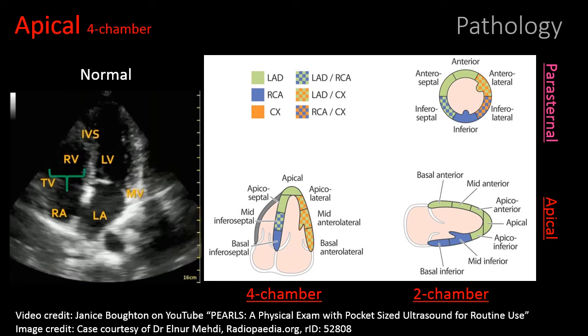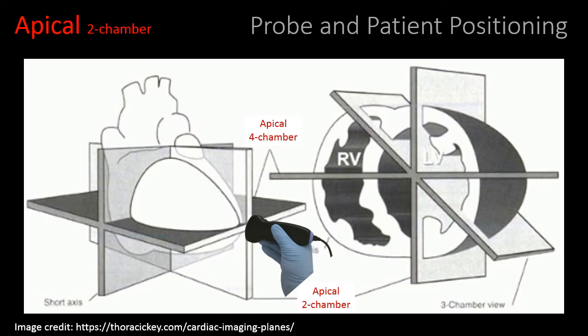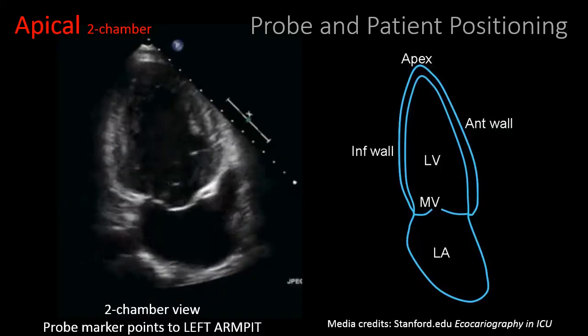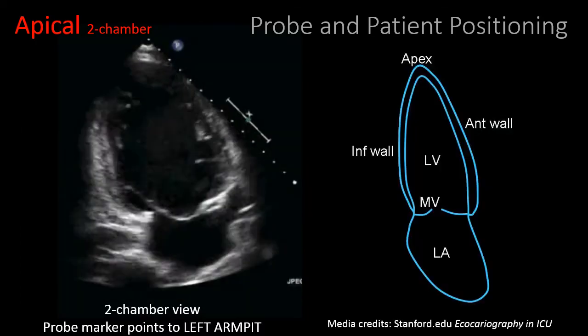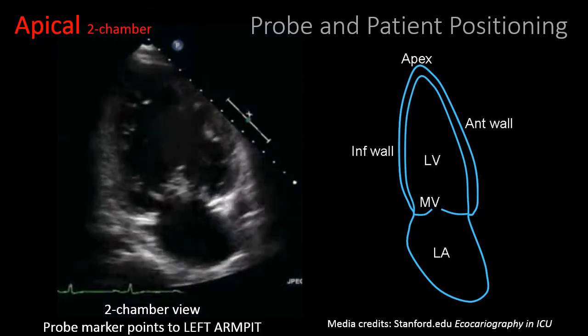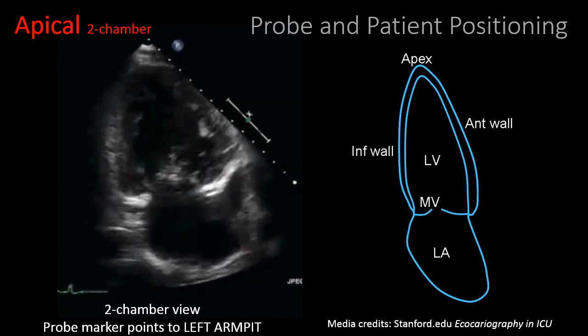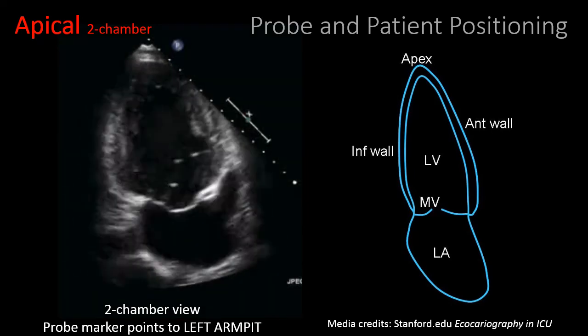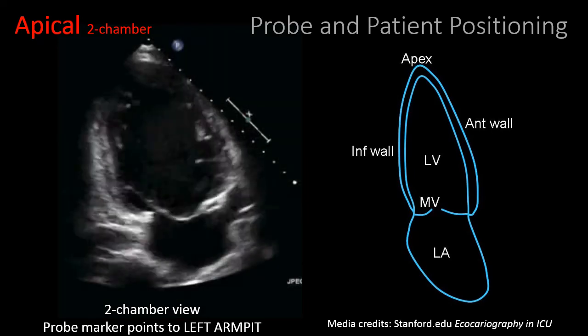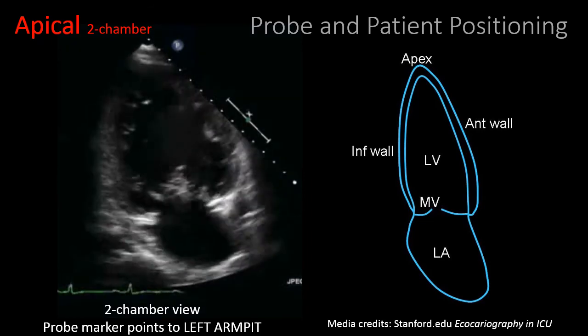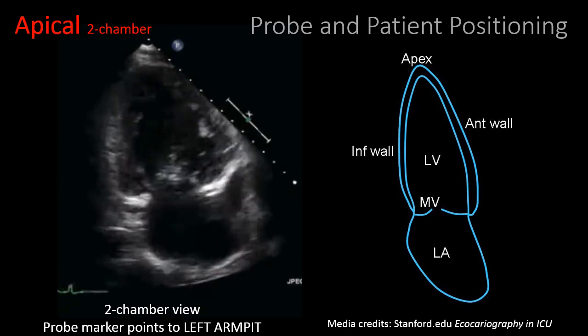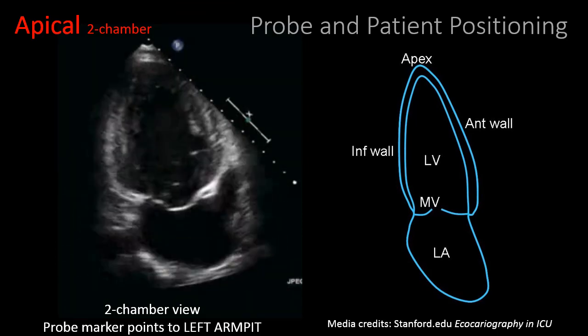And so if you're in that apical view, and then you rotate your probe 90 degrees from the 4-chamber view, you get the 2-chamber view. And in the 2-chamber view, you're looking specifically at the left ventricle. So the probe marker now should be pointing towards the left armpit. And so you're able to see the inferior wall and the anterior wall of the left ventricle very well in this view. You can take note of how well each wall is moving.